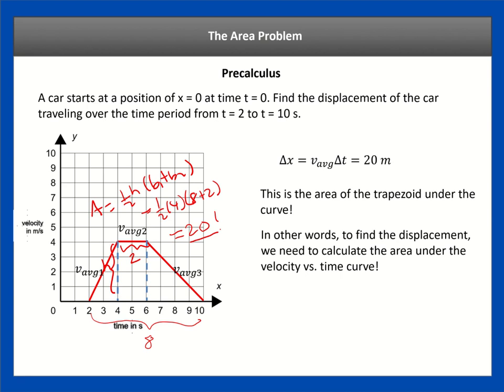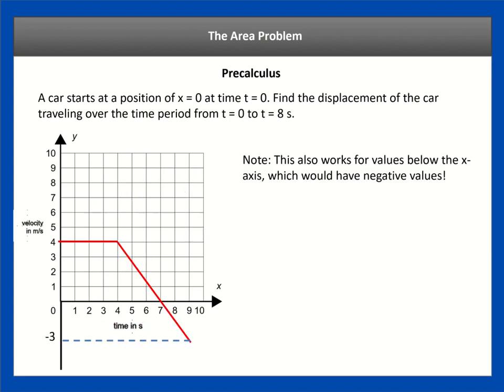So I showed you several situations in which this works. Let's look at a situation where the graph is negative. So if the graph is going down, what happens? We've only looked at where it's above the x-axis, but what if it's below the x-axis? Well, this also works for negative values, right? So let me show you how to do this.